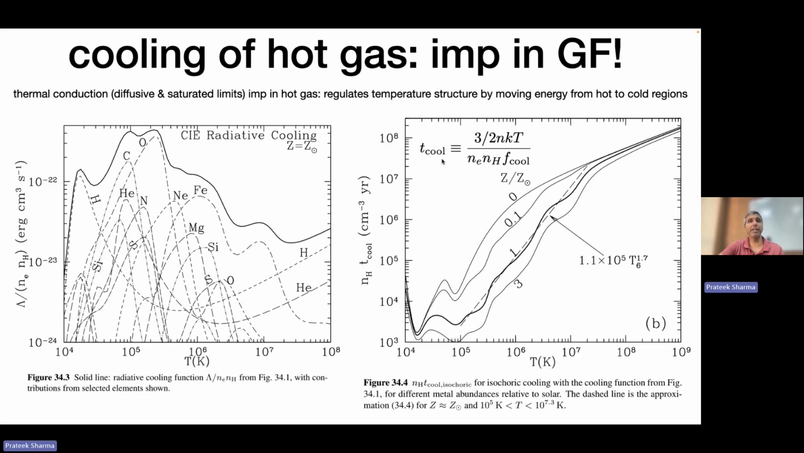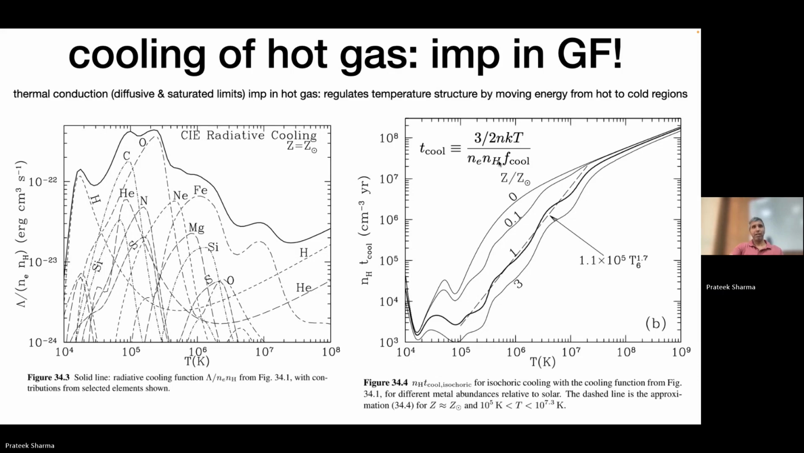You can calculate a cooling time. Cooling time is nothing but the internal energy density, which is just 3/2 times pressure for an ideal hot plasma or hot gas, 3/2 nkT, divided by n_e n_i times lambda. This is f cool; previously, instead of f cool, I had used a small letter lambda. It's the same thing. This is the cooling rate, which is just a function of temperature. And you can actually see this is inversely proportional to density, right? This is n here, and there's n squared here.